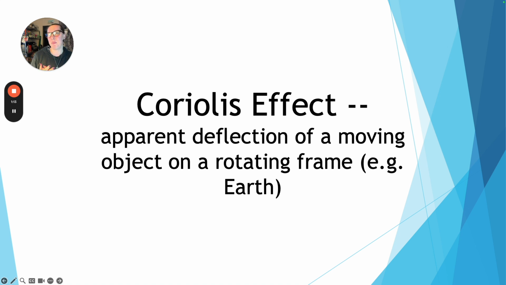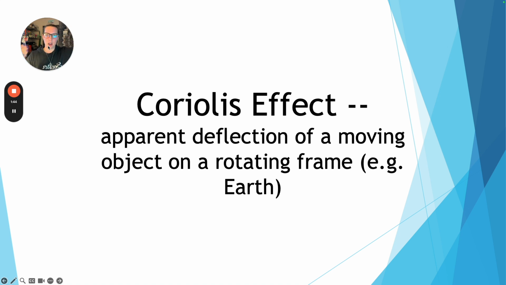and it does have impacts on large scale circulations. So things like hurricanes, oceanic gyres, low and high pressure systems in the atmosphere. And so we're going to start talking about it here in the atmosphere, and it will be brought up in the oceans as well. So yeah, it's this apparent deflection of a moving object on a rotating frame, which means Earth. And so I want you to think about if you've ever been on a merry-go-round.